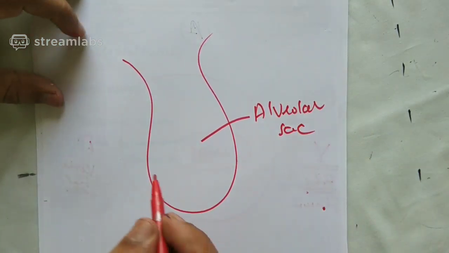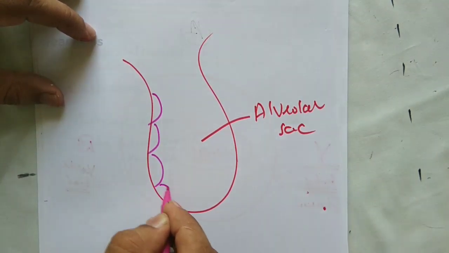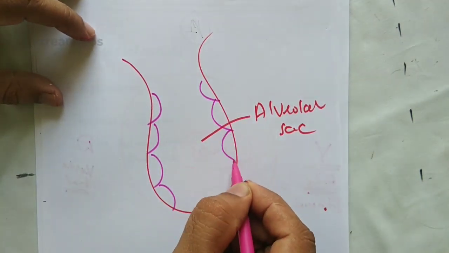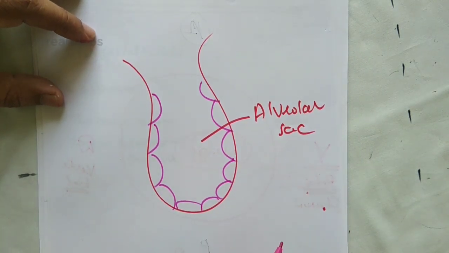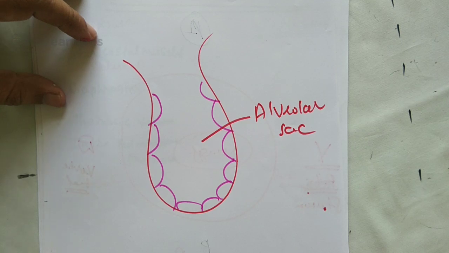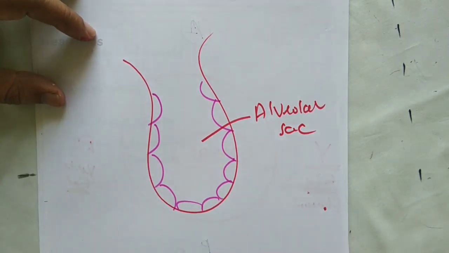Clear? And this alveoli is surrounded by some cells here. We call them squamous epithelial cells of one cell thickness. Epithelial cells are one cell thickness except compound epithelial cells. That means it is a simple epithelial cell. So the alveolar sac is surrounded by simple squamous epithelial cells.